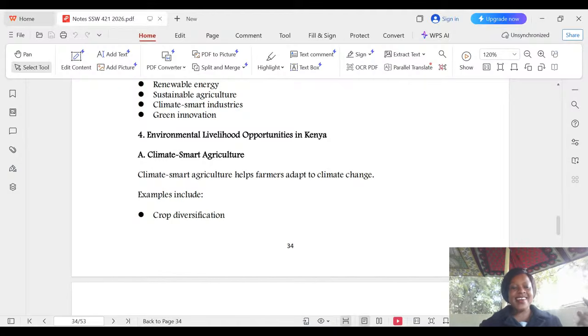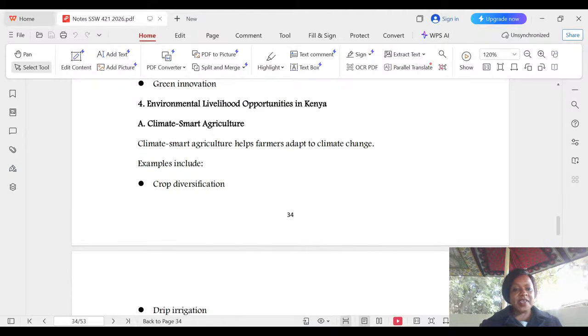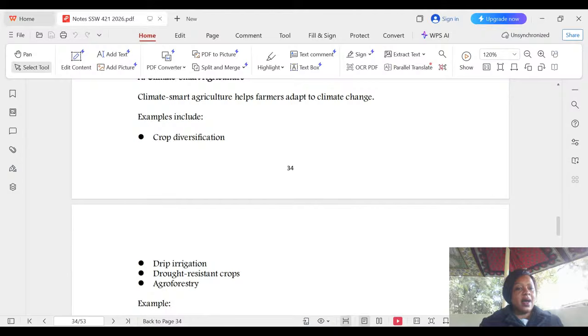So the first is climate smart agriculture. This helps farmers adapt to climate change. For example, crop diversification. Farmers can plant a variety of crops such that if one is affected, they can still be cushioned. It's like insurance, by planting a different kind of crop which may survive the rapid change in climate in the environment, right? Because the weather patterns have not been as predictable as they were before.